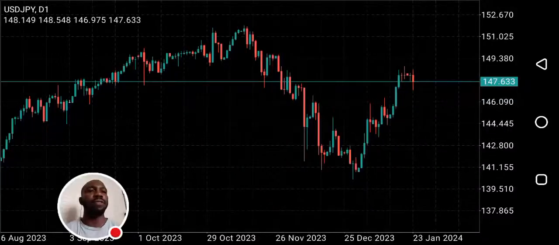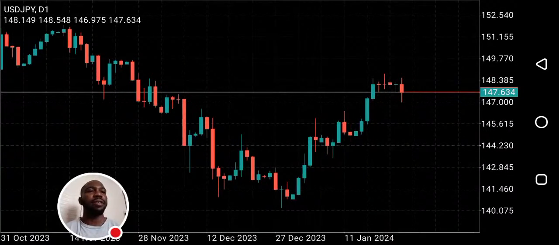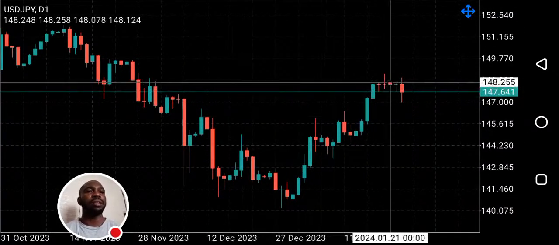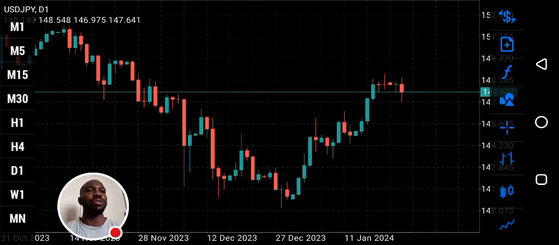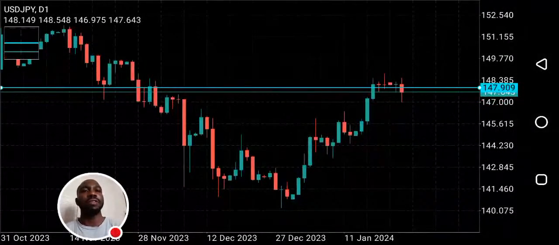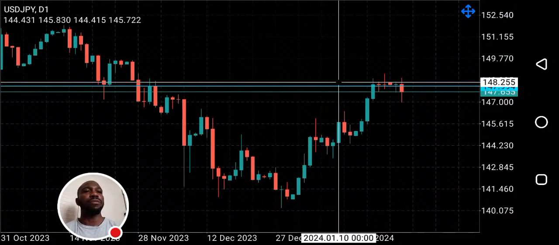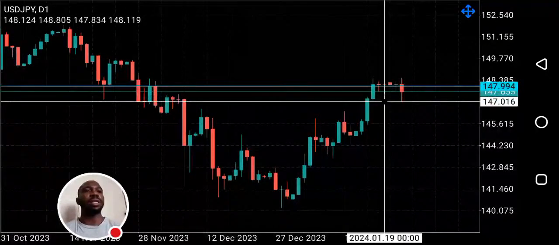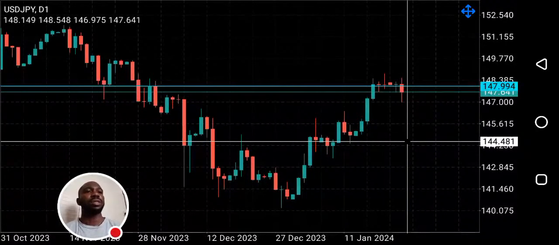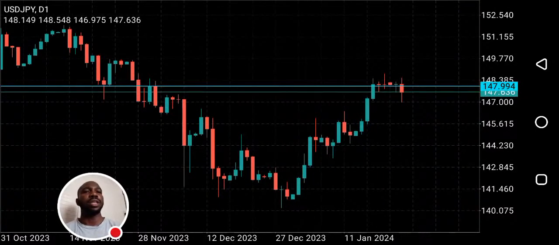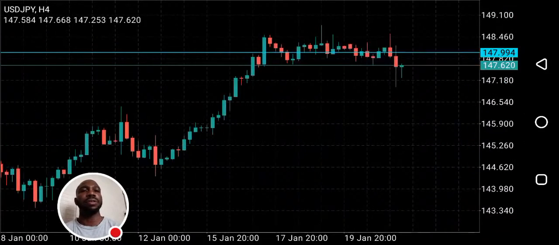You can see what we have on daily. Several reversal candlestick patterns formed at a previous resistance level. Can you see this level? Price tested that level and there was a strong rejection from that level. Okay, so let's go to 4 hour.